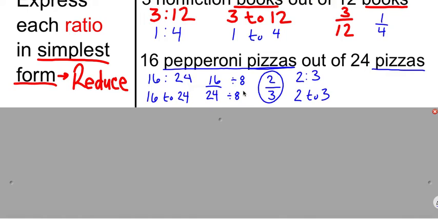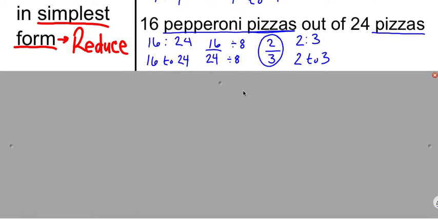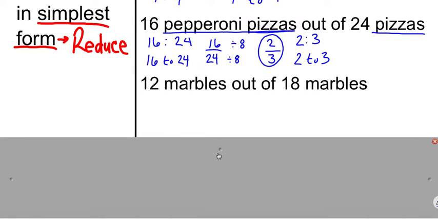I'm going to reveal the next question. Go ahead, pause after you see it, solve it, and then see if you got the right answer. I am comparing marbles to marbles. I know that it would be 12 over 18, 12 colon 18, 12 to 18.